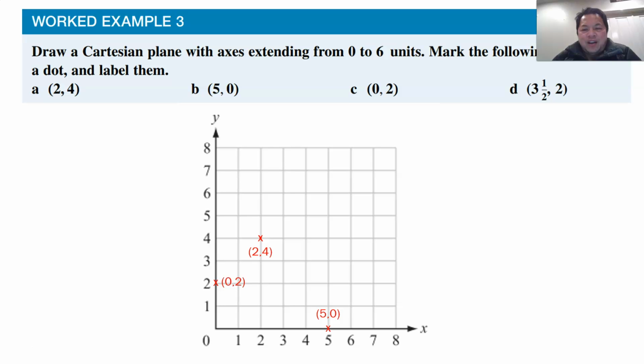And then where's 3.5, 2? So again, across, you get 3.5, and then move up 2. That's how you get 3.5, 2. Okay? So always remember, read the x value first, then the y value.